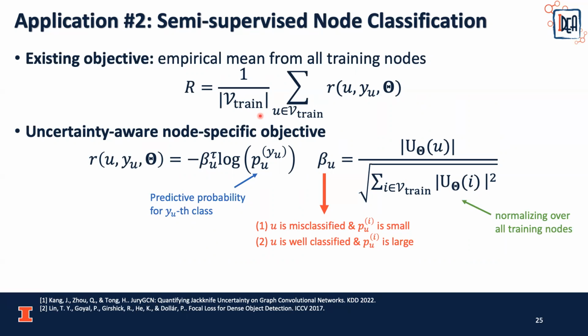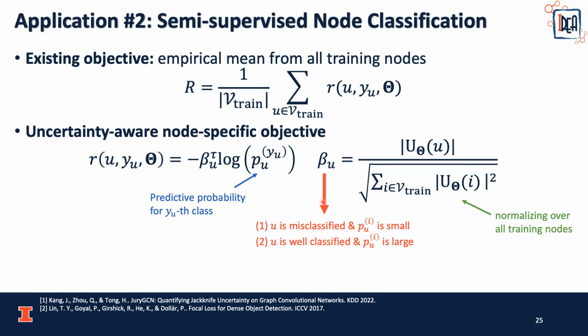So in this work, we refer to the idea of focal loss and introduce a scale factor named beta for the loss of each node. This beta factor is defined as the normalized uncertainty of a specific node u over all the training nodes. When the uncertainty of node u is larger, the coefficient beta is also larger, which can outweigh the specific loss for better training.